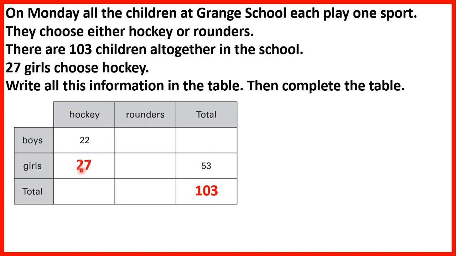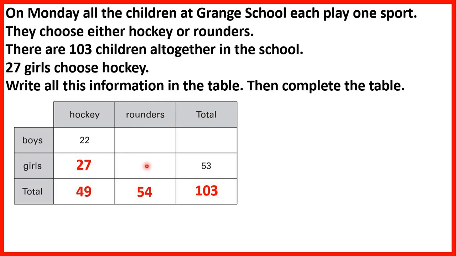We're told that 27 girls chose hockey. So now we can work out the total number of children who chose hockey by adding the boys who chose hockey and the girls, and 22 plus 27 is 49. So we know that 49 children chose hockey, and there were 103 children altogether. So if we find the difference and subtract, that will give us the total number of children who chose rounders, and 103 minus 49 is 54.